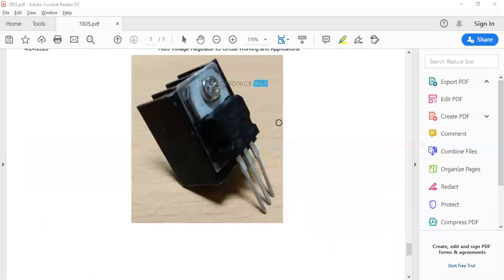So to reduce the heat from the IC, here I am using a heat sink. You are able to watch the picture here now. A small aluminum piece is fixed to the IC, behind the IC, by using a screw, you see. This is called a heat sink, which absorbs the heat from the IC and dissipates it into the air.